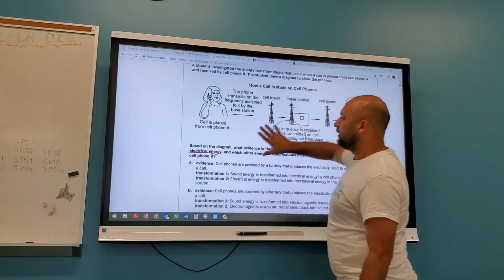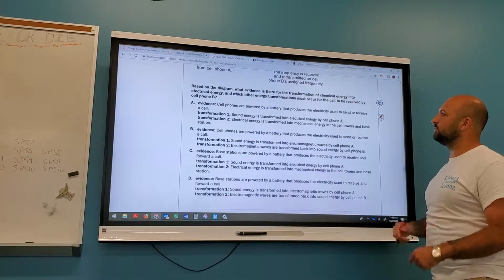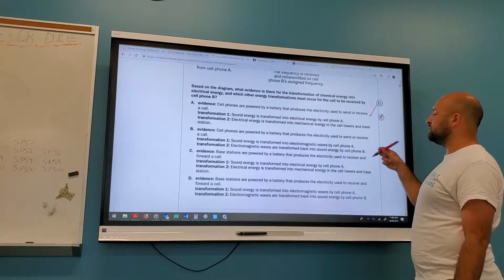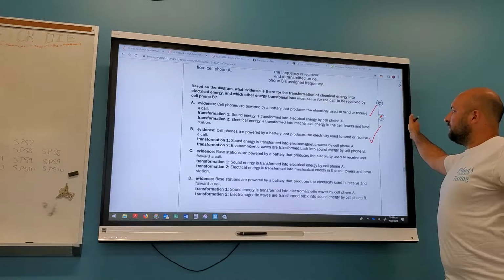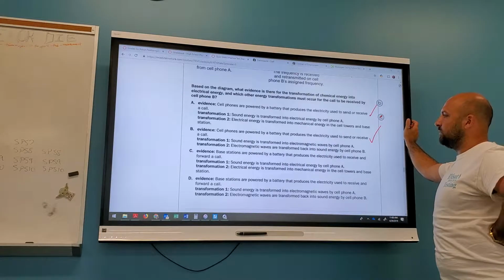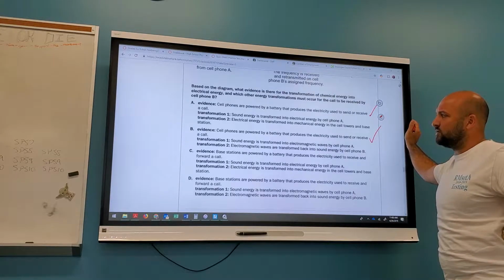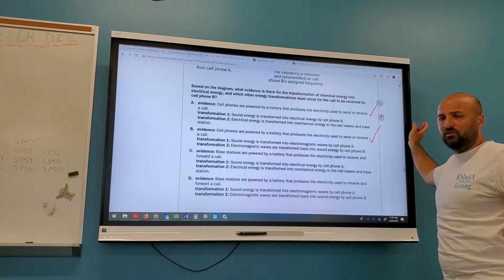All right. So A, evidence. Cell phones are powered by a battery that produces electricity to send and receive calls. That looks good to me. Base stations are powered by a battery that produces the electricity to receive and forward a call. Do you think an entire base station, an entire cell phone tower station is based off of a battery? No, that's plugged in straight to Georgia Power.